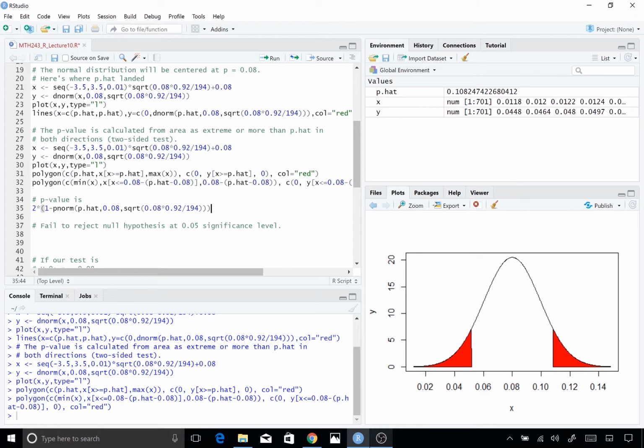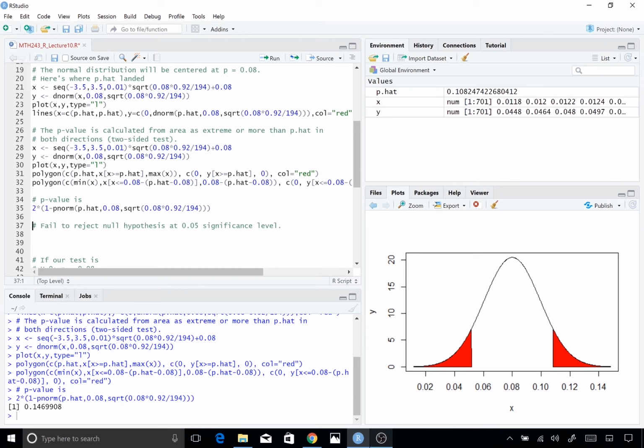The area ahead of p hat is 1 minus pnorm of p hat, with 0.08 for p, and then the standard deviation term. And we multiply that by 2 because we want the area on the other side as well. And the p-value is 0.147.